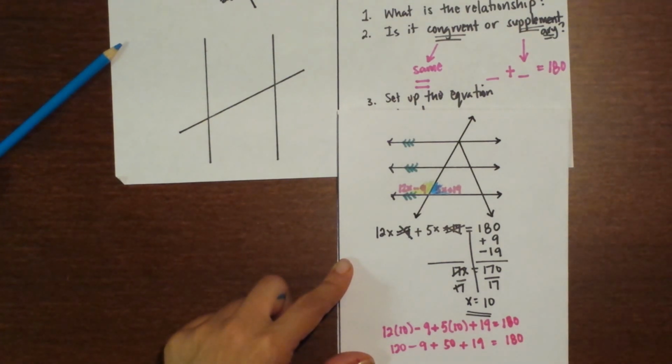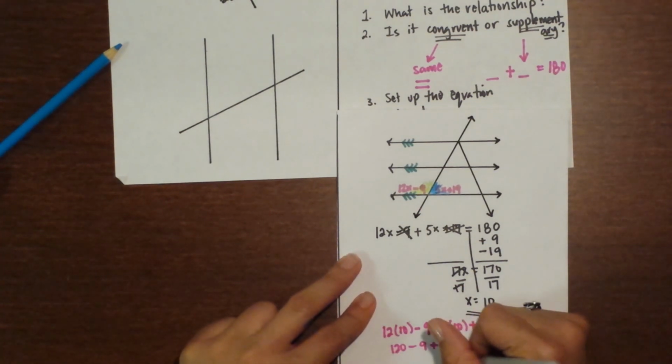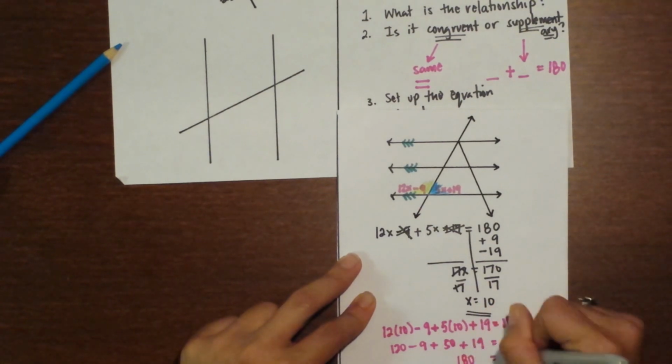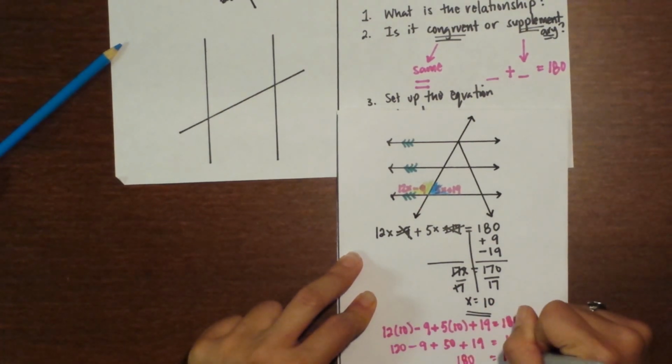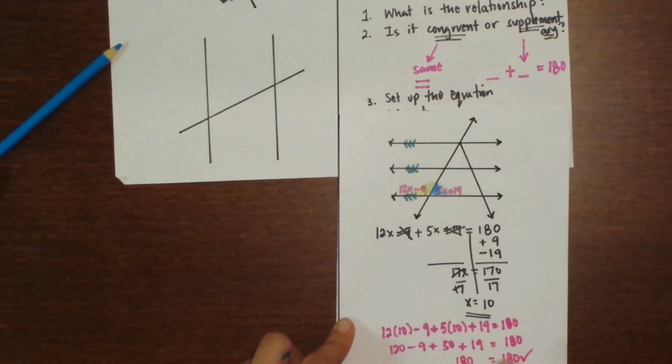All right, let's just do what's easy. 120 plus 50 is 170. 170 plus 19 is 189. Minus 9 is 180. So 180 equals 180. If they balance, I did this correctly. So I've done it correctly.